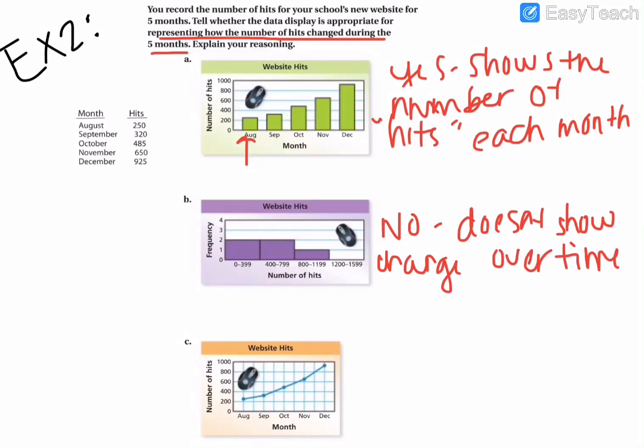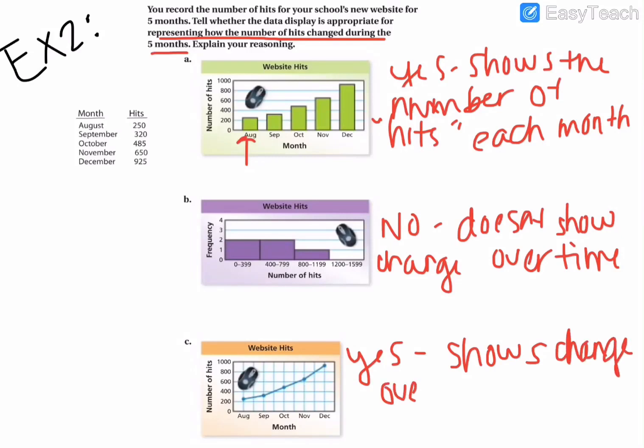And finally, letter C is another good example. This line graph is showing how it's increasing from August to December. So once again, this is showing change over time. I keep wording it the same way, but honestly, that's kind of the best way to describe this. You could also say it's showing how it's increasing from August to December.